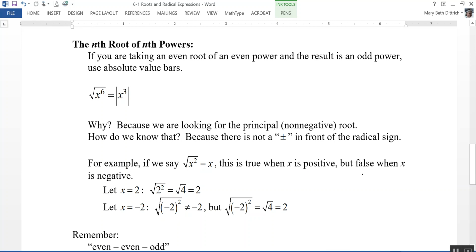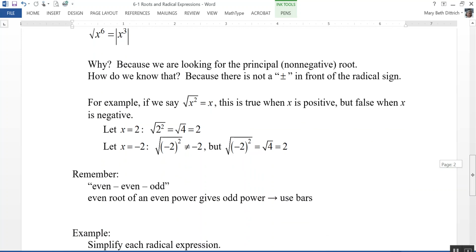Let's look at an example of that. So if x is 2, the square root of 2 squared is the square root of 4, which is 2. But when x is equal to negative 2, the square root of the quantity negative 2 squared is not equal to negative 2, but is equal to the square root of 4, which is equal to 2. Here's how I remember it. I just remember even, odd. If we're taking an even root of an even power and we get an odd power as our answer, we have to use absolute value bars.